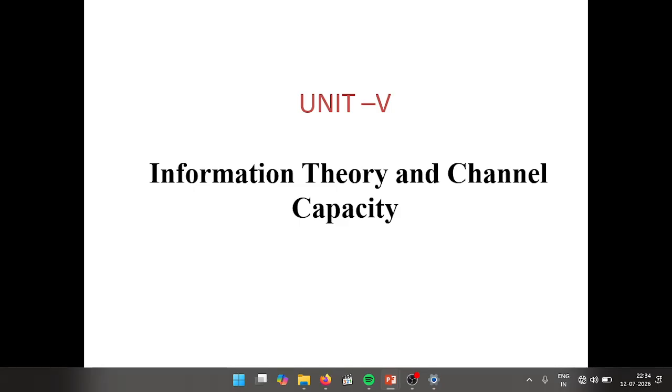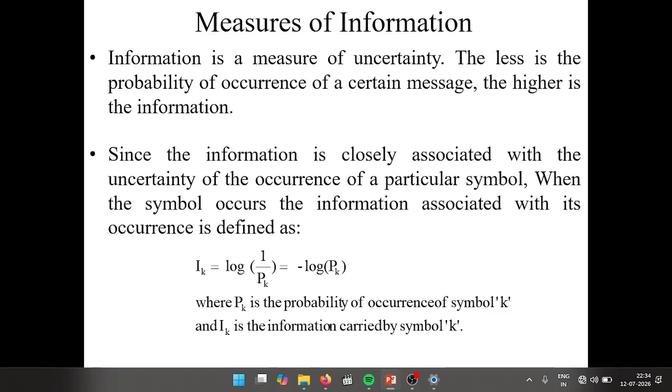In this unit, we are going to see information theory and channel capacity. First of all, we can come across the topic of measure of information. Information is a measure of uncertainty. It indicates the probability of occurrence of certain messages. If the information is higher, the probability of occurrence will be less.